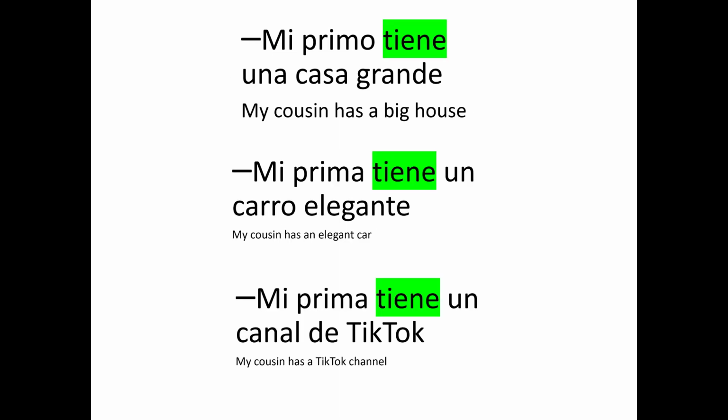Now let's practice using tener for él. Mi primo tiene una casa grande. O mi prima tiene un carro elegante. Mi prima tiene un canal de TikTok. Remember that the third person you can also use for usted. So you could say, usted tiene una casa grande.